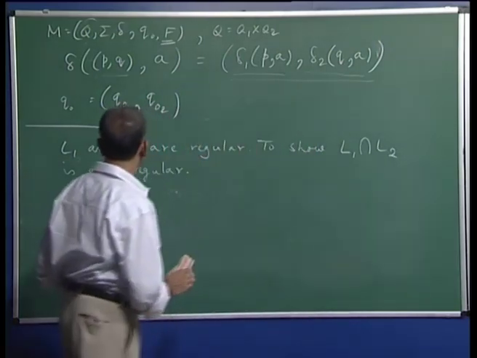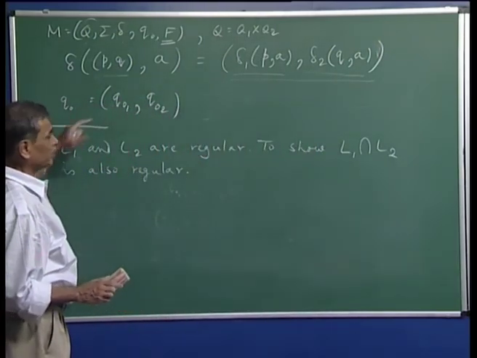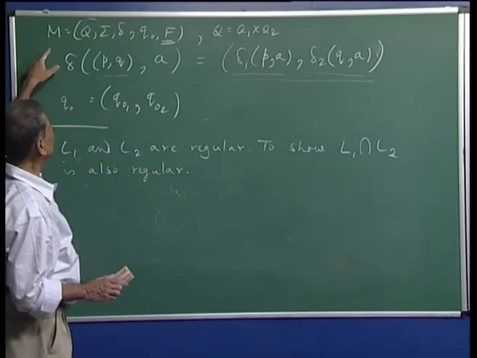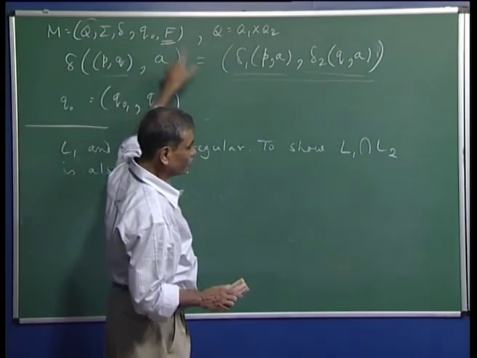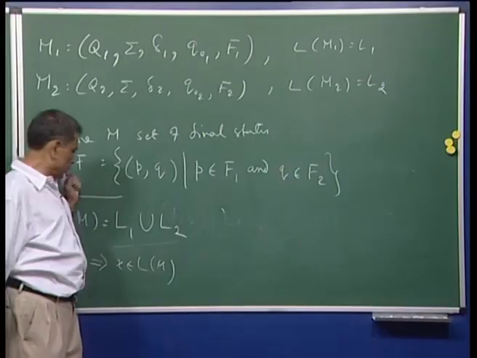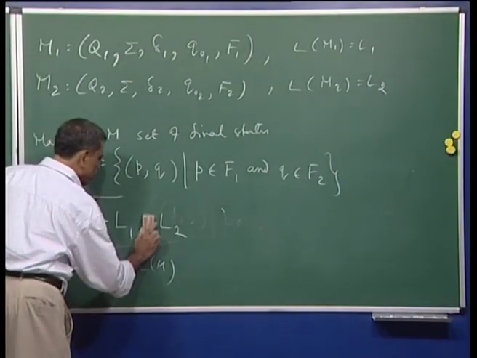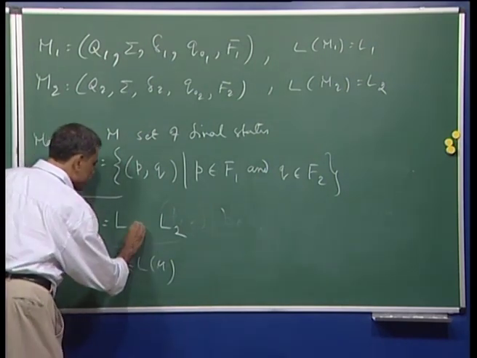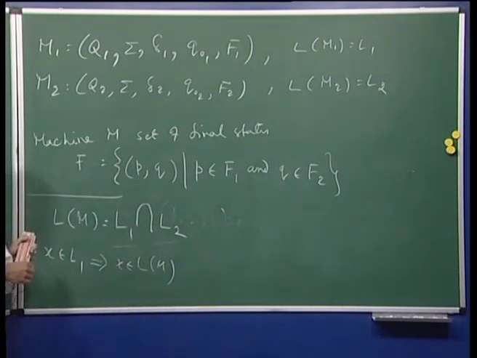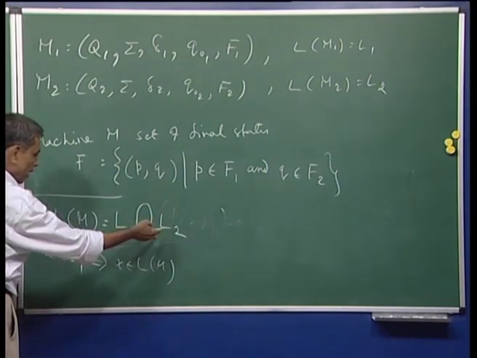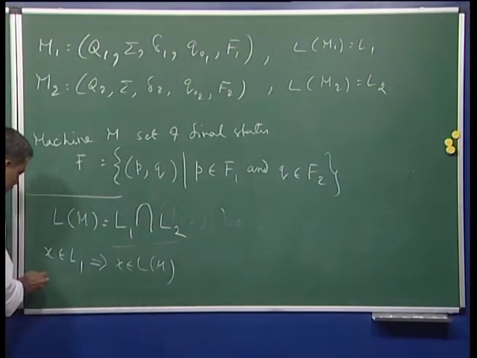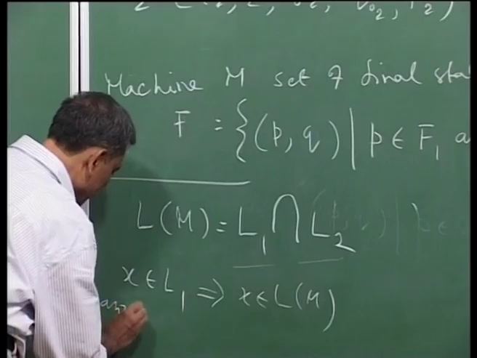So, the new machine I am designing is the same as the union machine, the one I designed for accepting the union of the two languages. The only thing I changed was the definition of F. And now you should be able to show that this new machine M precisely accepts the intersection of L1 and L2. The proof will be something similar: consider a string x which is in both L1 as well as L2.